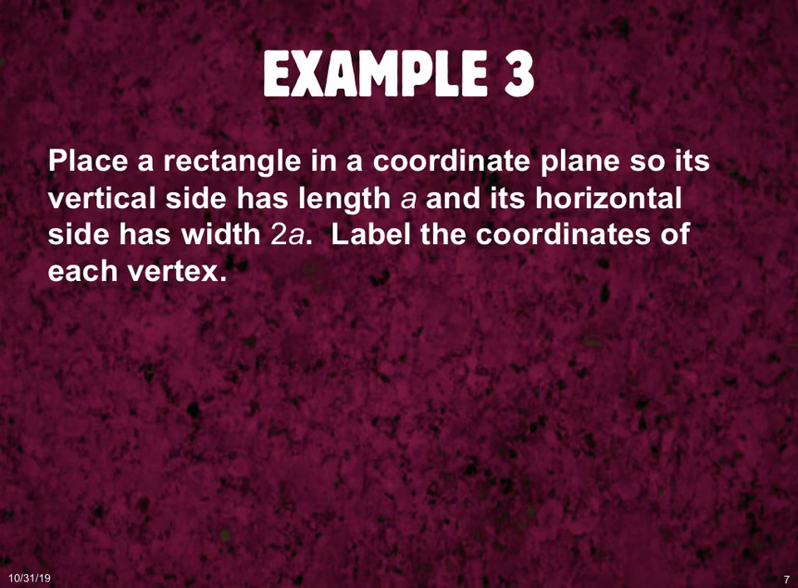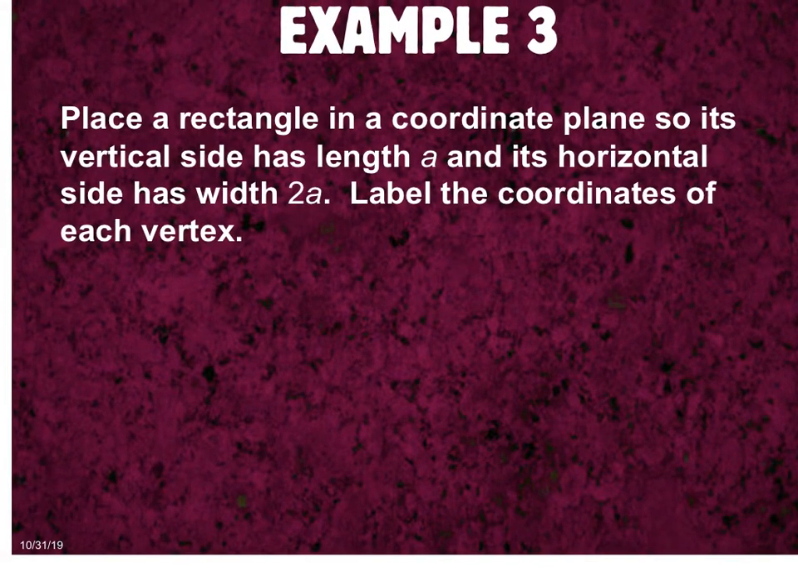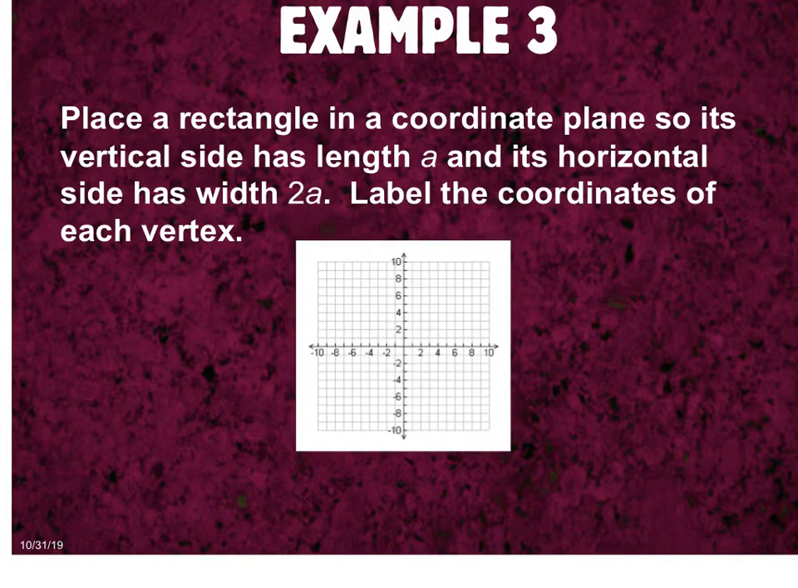All right. This says place a rectangle in a coordinate plane so its vertical side has a length of A and its horizontal side has a width of 2A. Label the coordinates of each vertex. So what I'm going to do is bring in a blank graph here because I want to be able to graph it, and I'm not great at drawing graphs myself, so I'm just going to bring this in.